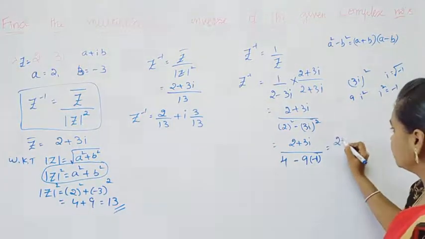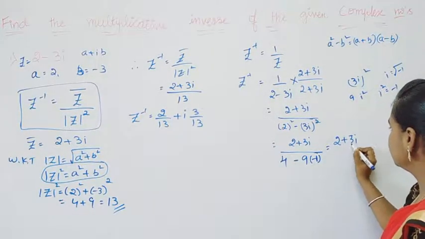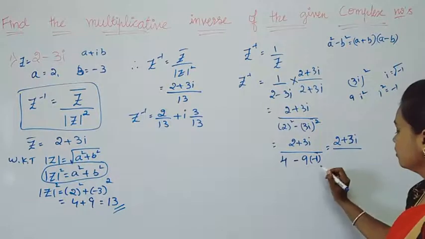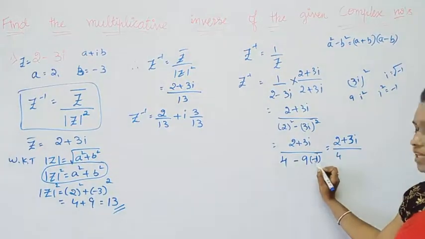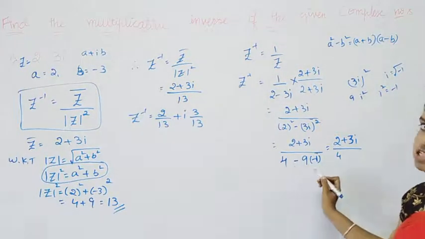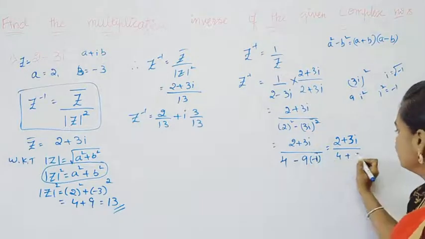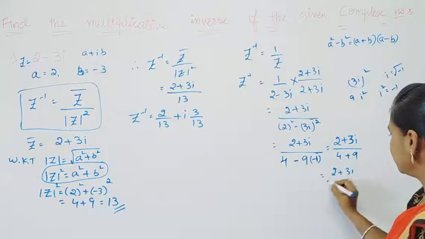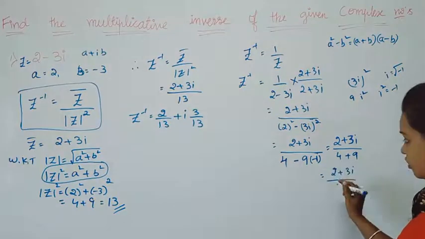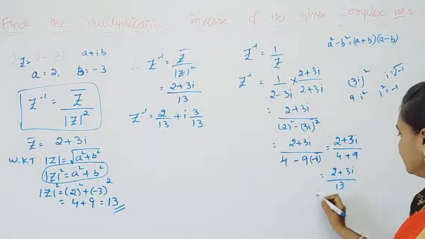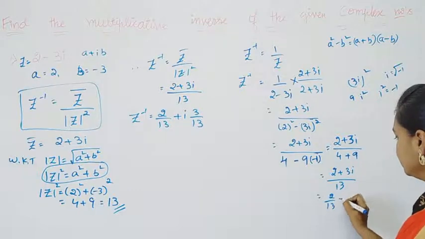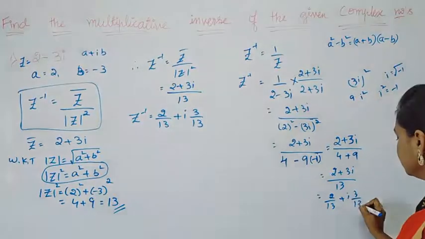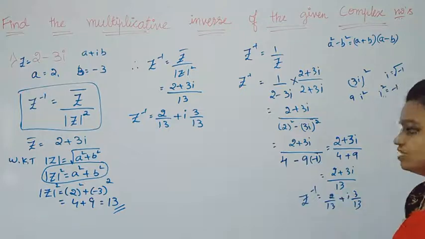Or this is equal to 2 plus 3i divided by, so 4. Here we have minus. Here also we have minus. Minus into minus becomes plus. 9 ones are 9. That is equal to 2 plus 3i by 9 plus 4, which is nothing but 13. Or you can write 2 by 13 plus i 3 by 13. So this is our Z inverse.